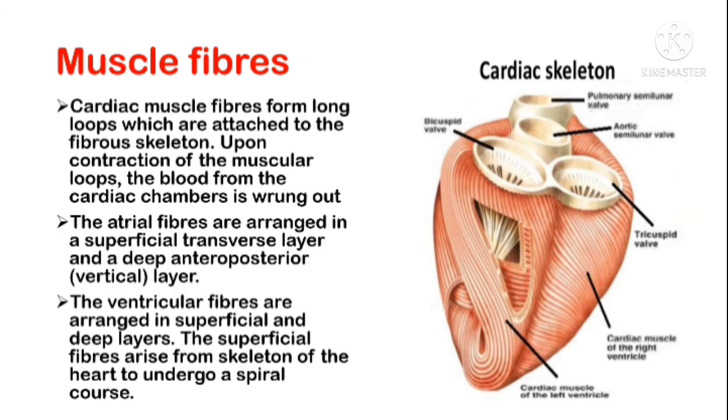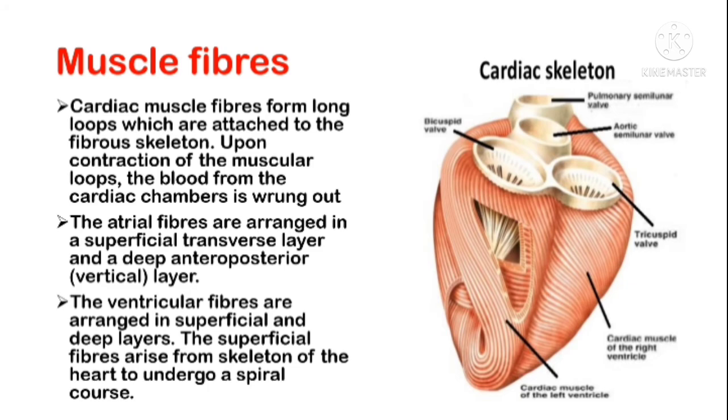Coming to the muscle fibers arrangement in the myocardium, cardiac muscle fibers form long loops which are attached to the fibrous skeleton. Upon contraction of the muscular loops, the blood from the cardiac chambers is wrung out. The atrial fibers are arranged in a superficial transverse layer and a deep anterior-posterior layer. In the same way, the ventricular fibers are also arranged in a superficial and a deep layer.